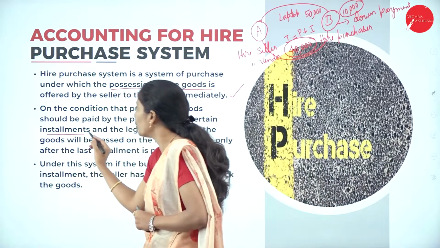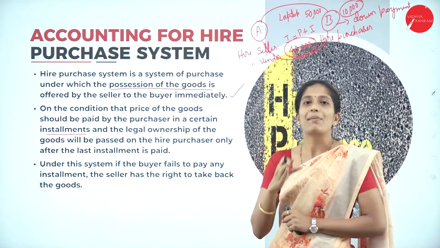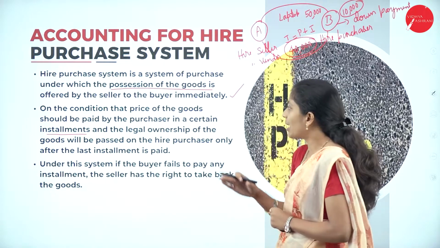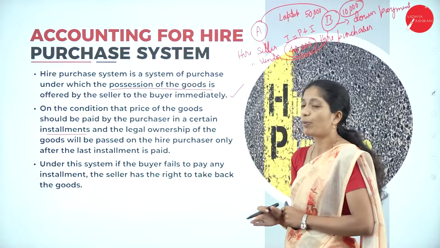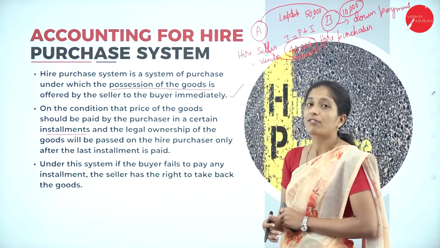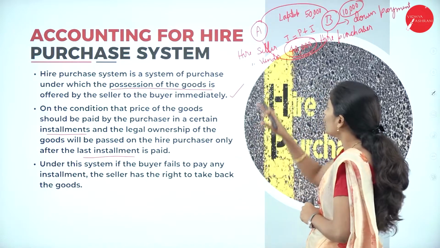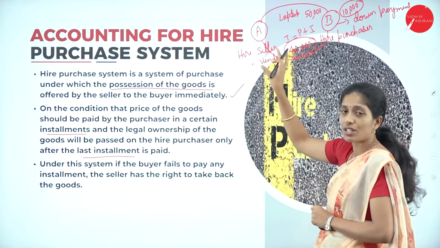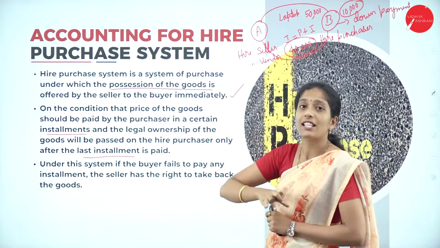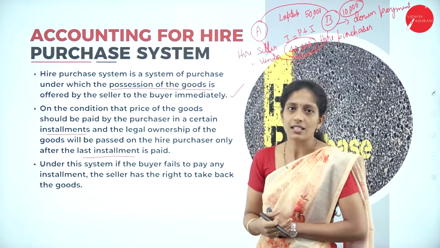So this I have told you. So here the payment is not made immediately, but the payment is made in the form of installments, and the legal ownership of the goods will be passed on to the hire purchaser only after the last installment is paid. So here I have told you the ownership of goods transfers from hire seller to hire purchaser only if the last installment is paid.